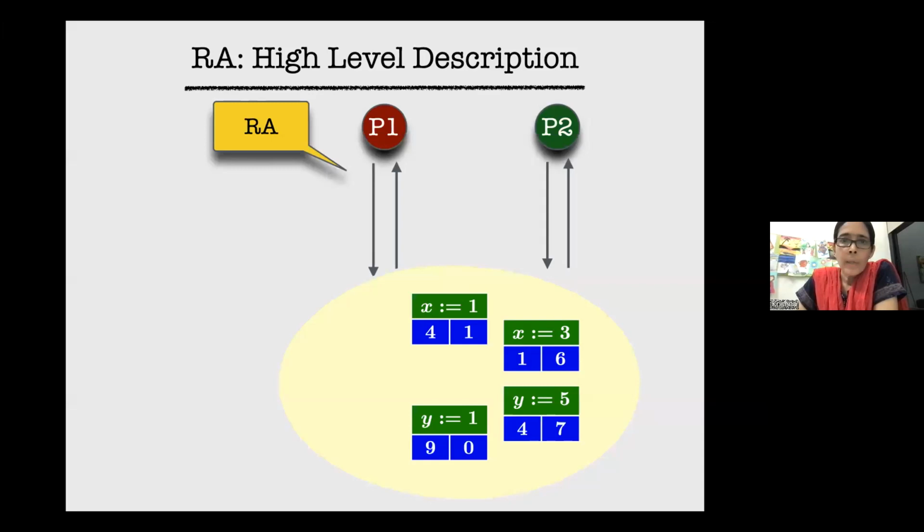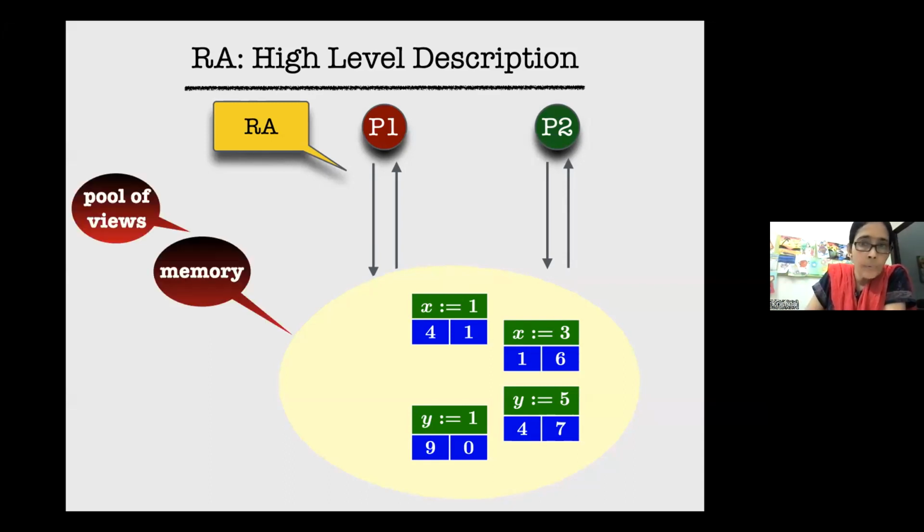In this illustration, I have two processes. In general, you can have some n number of processes, it doesn't matter. The memory, this ellipse, is basically a pool of messages. Now let's look at a message. It has a green compartment and blue compartments. The green one talks about one fixed variable, and a message is added to the memory pool every time I make a write operation. So it's a memory pool of views or messages, and every message is inserted when a write happens in some process.